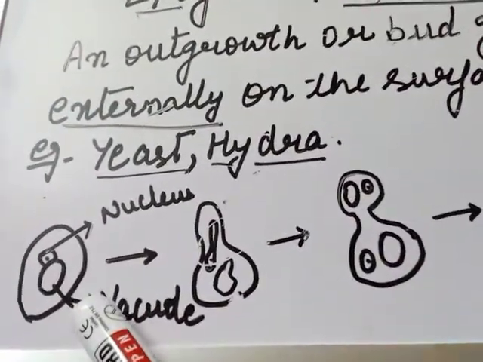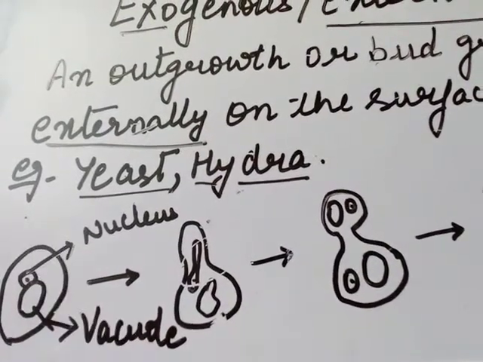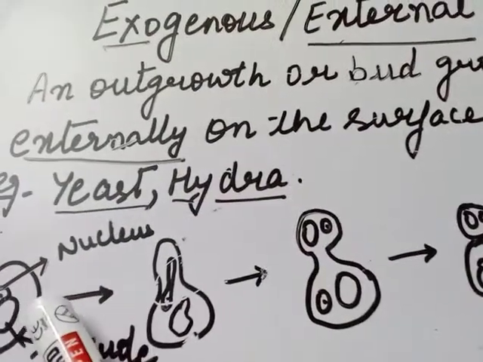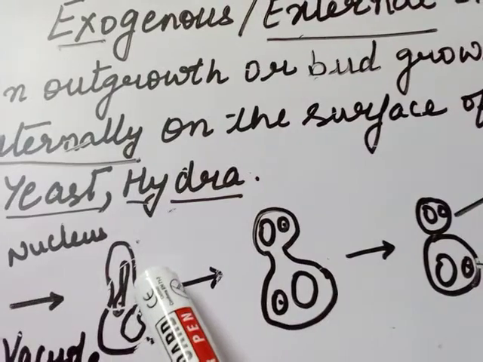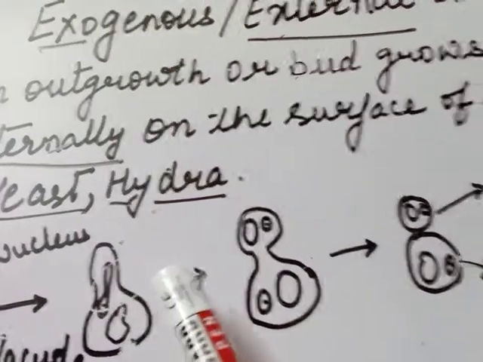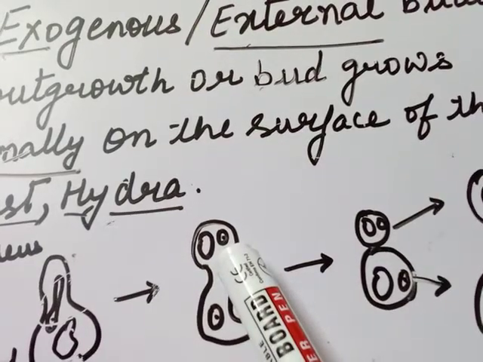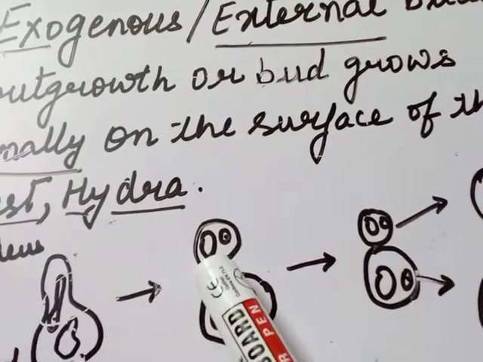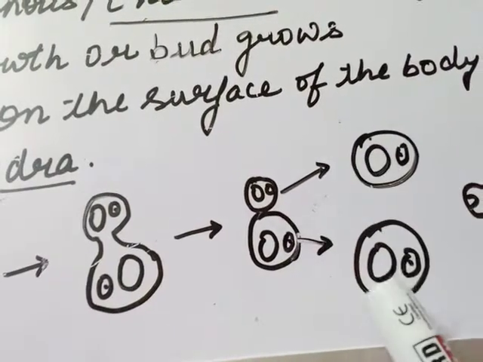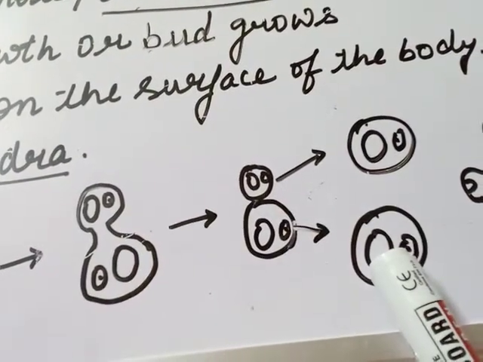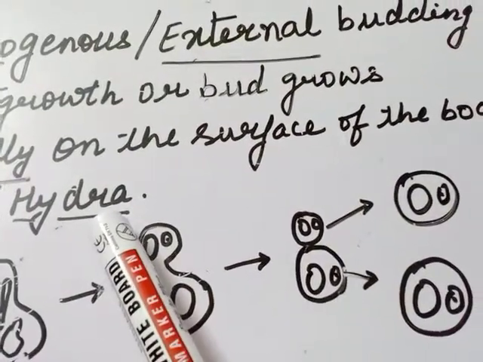This is an example of yeast, wherein this is the vacuole and this is the nucleus. Now, in yeast, there is a formation of a small outgrowth from the parent body which gradually grows and matures and separates out from the parent body and lives like an independent daughter individual. Same happens in the case of hydra as well.